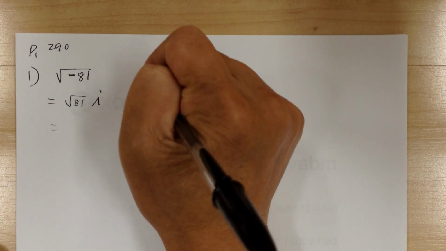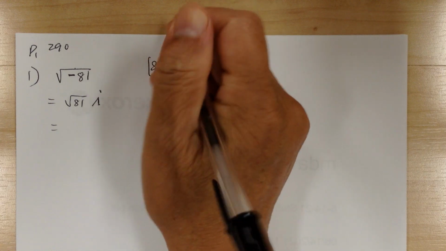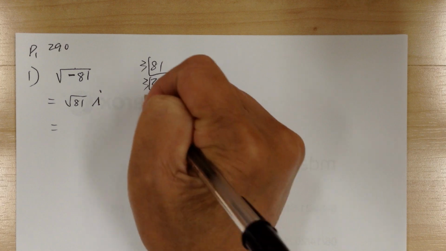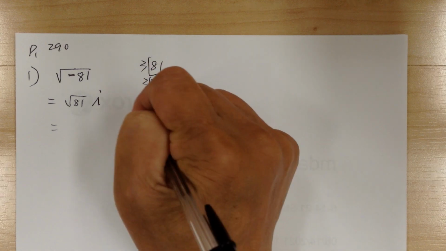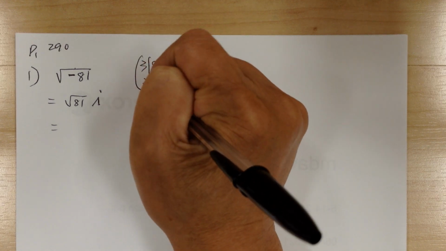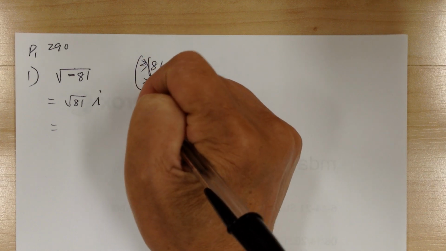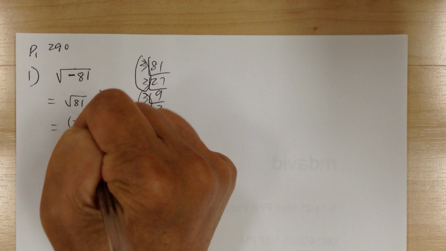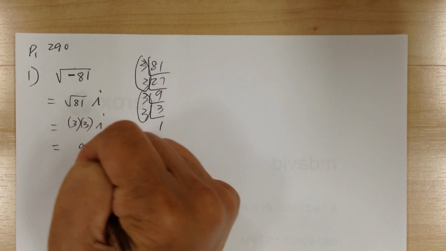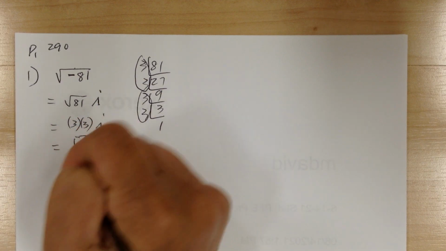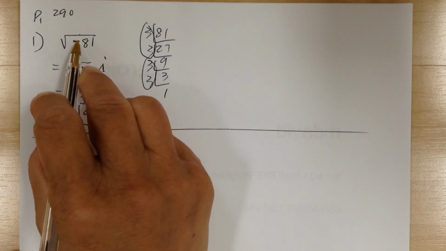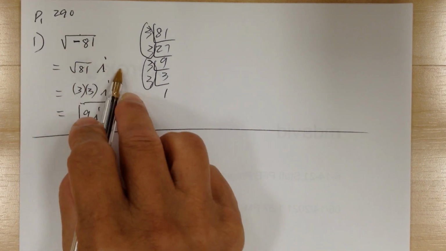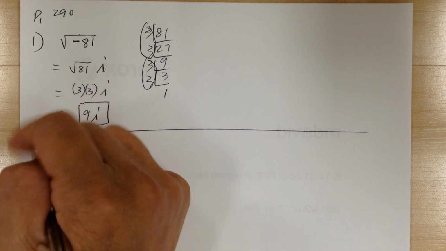If you don't see that, what you do is again do the prime factorization. So divide by 3 equals 27, divide by 3 equals 9, divide by 3 equals 3, divide by 3 equals 1. So this will give you an integer 3, this will give you integer 3. So they give you 3i, so equal to 9i. Okay. So again, as soon as you see the negative inside the square root, that's the i, and you go and take care of that first before you do anything else.